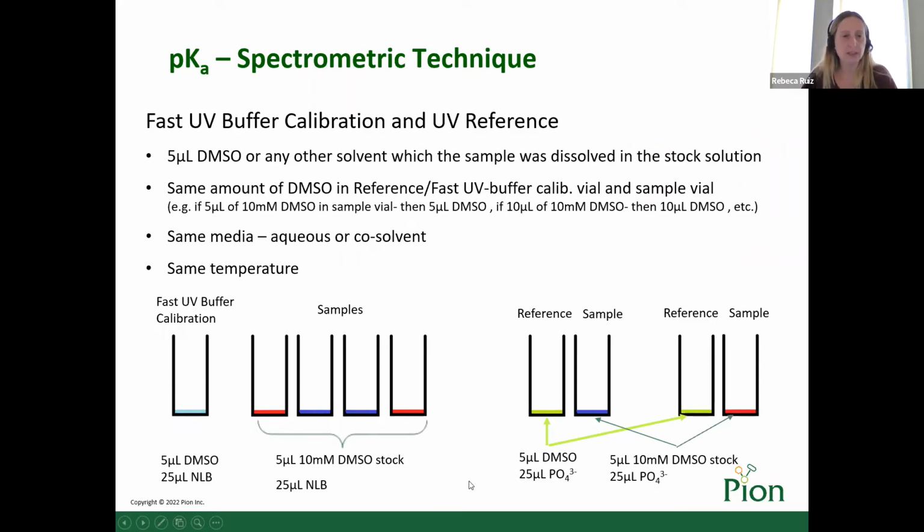Both references, the fast UV and the reference for UV metric, contain the same media as the sample, but without the sample. So meaning that if, for example, I'm using 5 microliters of 10 millimolar DMSO stock solution in my vial with the sample, that means that I have to add 5 microliters of DMSO in my reference. If I dissolve my sample in methanol, then I have to add my 5 microliters in methanol. If I add 10 microliters, 10 microliters.